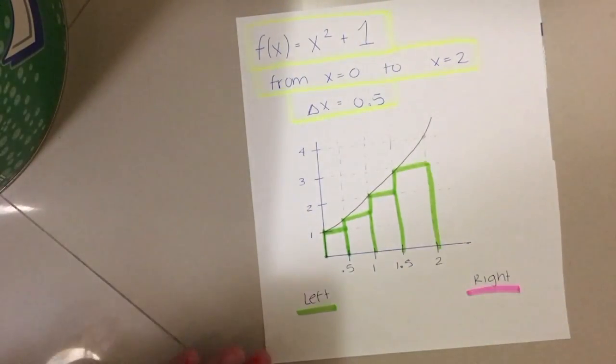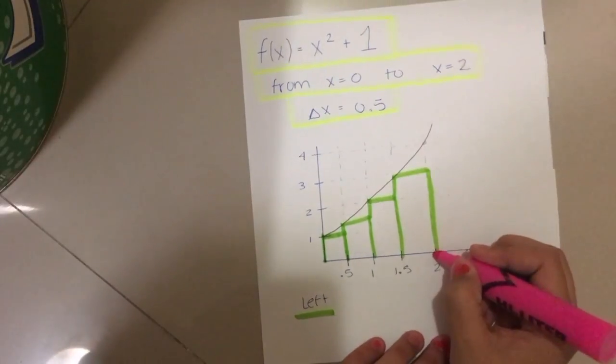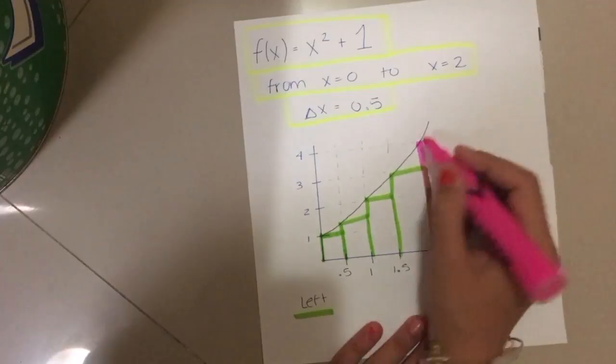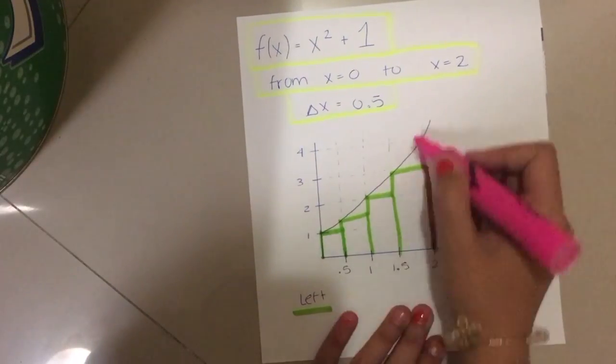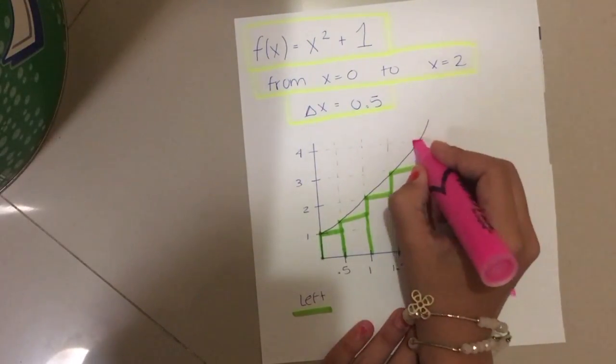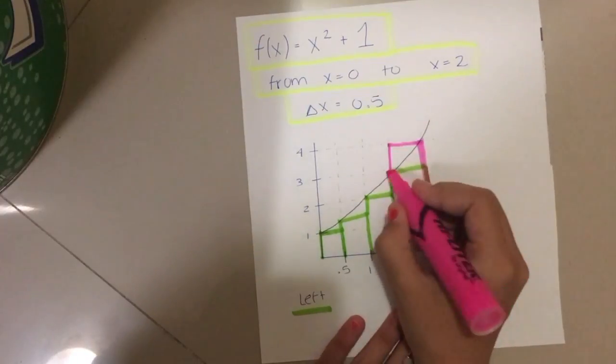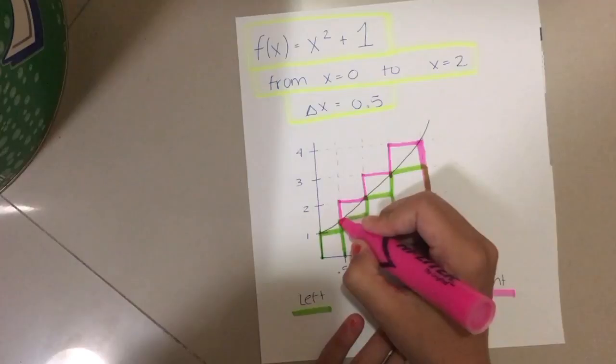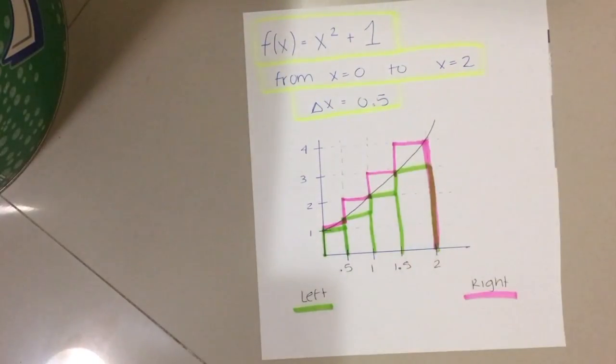And for the right one, you're going to start on this side, and then you're going to go up until you touch the line of the formula. And then you're going to come to the left, go down, here, go down, and it ends up something like this.